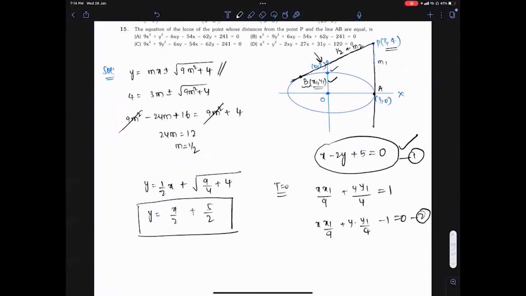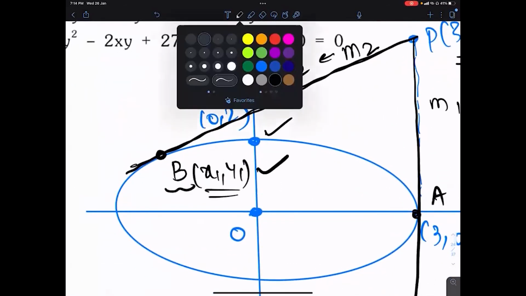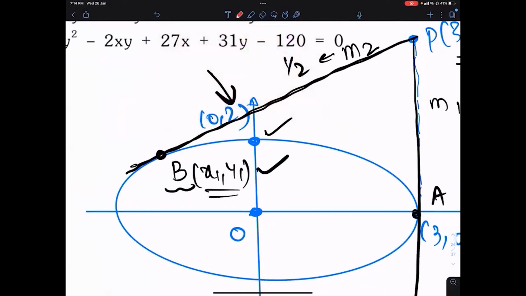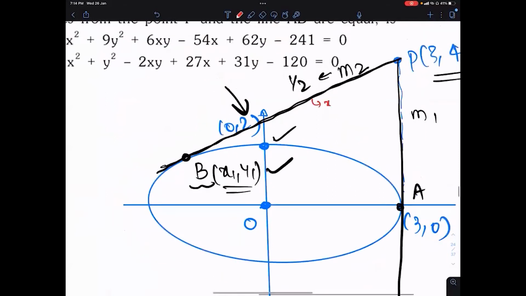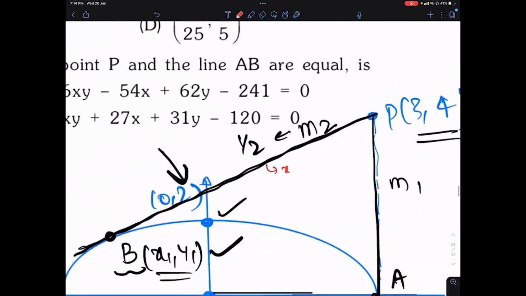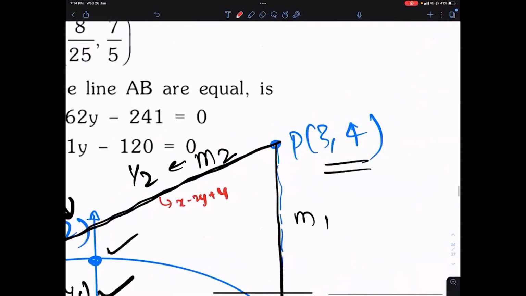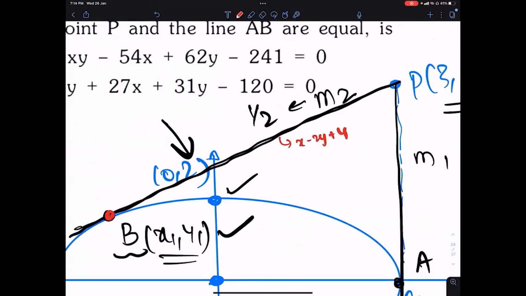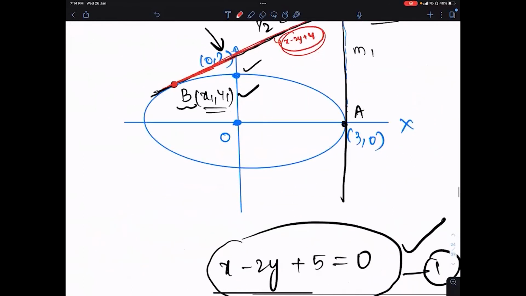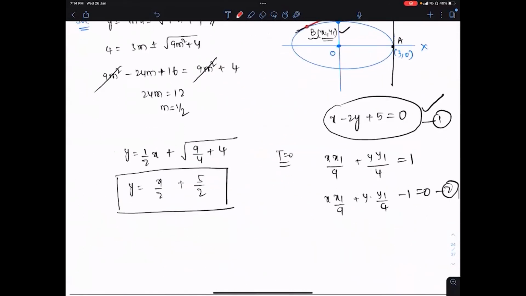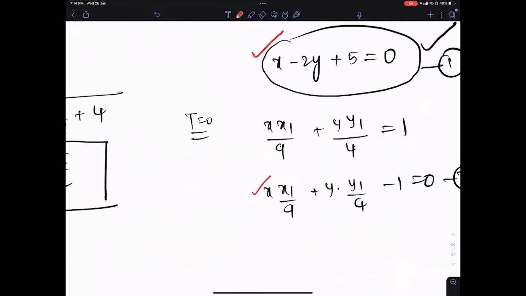I'll just tell you what we have done. See, two statements. If the tangent x minus 2y plus 5 is touching the ellipse at a point B, x1, y1, that means the equation of the tangent to the ellipse at B must be x minus 2y plus 5. So what is the equation of tangent at x1, y1? We have written that, this. And it must be the same as x minus 2y plus 5.